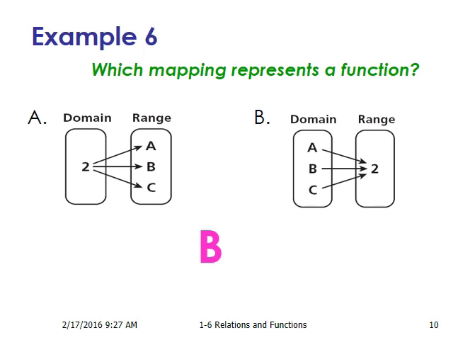Another example. In set A, 2 is connected to three values of the range: A, B and C. Whereas in set B, A, B and C, the domain values are connected to one value of 2. So out of this, B will be a function because all the values of the domain are connected to one image in the range. Whereas in set A, one value in the domain, meaning the x value, is connected to three different values. So A will not be a function.